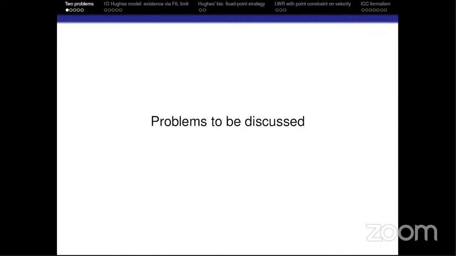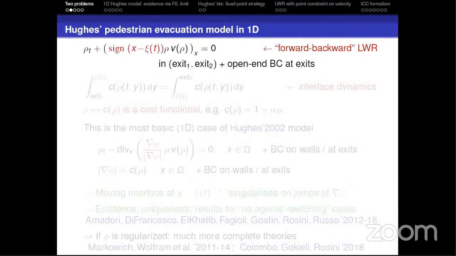So I will speak about two problems which I first represent and then I will detail. The first one is known as the Hughes model for pedestrian evacuation, and I consider its 1D version, which is a non-regularized 1D version. So after reduction, due to the simplicity of the ideal situation, I find myself with a forward-backward LWR. Here, forward-backward is not like in time. It's just forward in space towards exit 2, which is in front of the corridor, and backward in space towards exit 1, which is on the other side of the corridor.